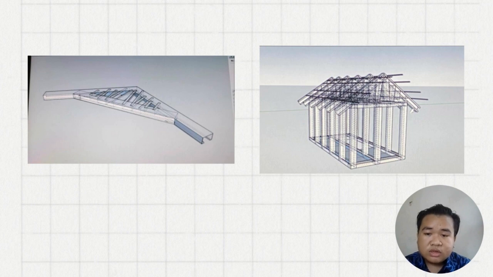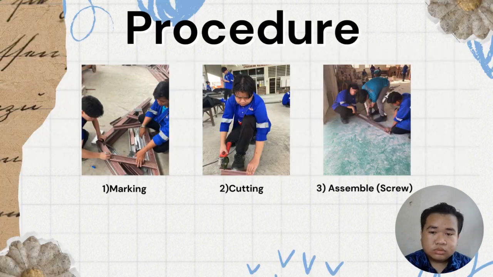This is the AutoCAD drawing of a finished roof truss. Next is the procedure. First, we need to do the markings for each of the C channels to know each of the lengths that we need to use. Next is cutting them to the measured length and then assembling them using the self-drilling screws and cordless drill.